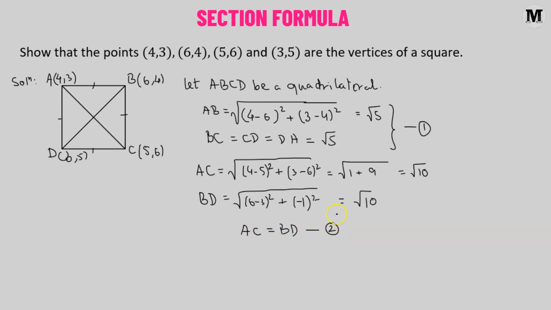Fine. And then we'll come to the final criterion. That means if the diagonals of the quadrilateral are equal to each other, the third criterion is that they must bisect each other as well. Then we can say for sure that ABCD is definitely a square.